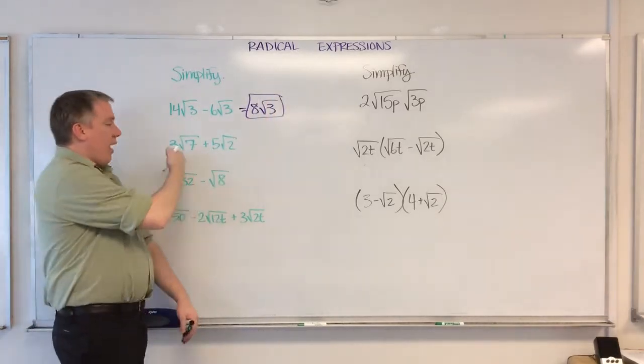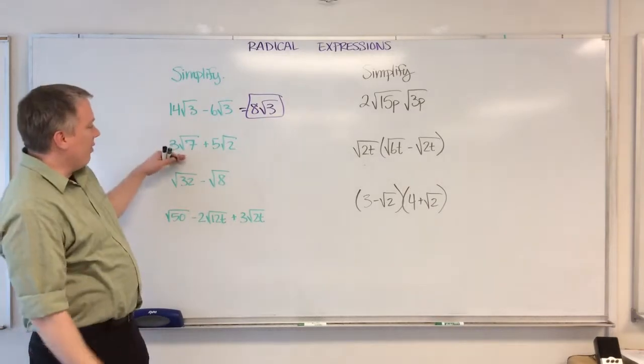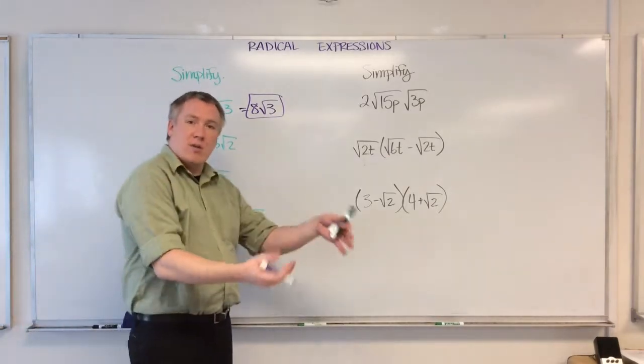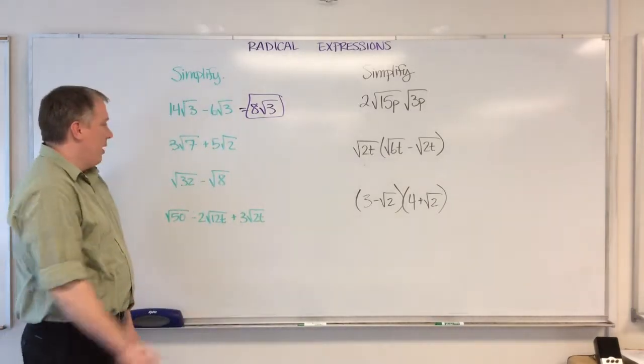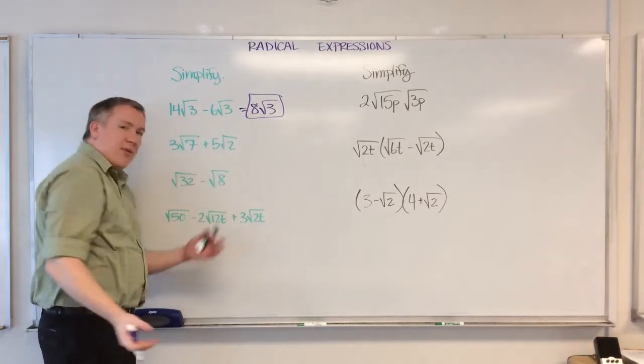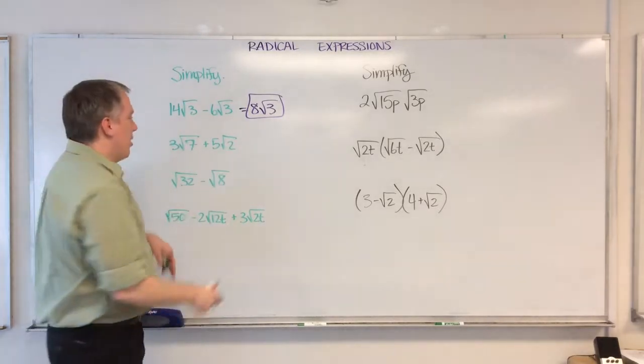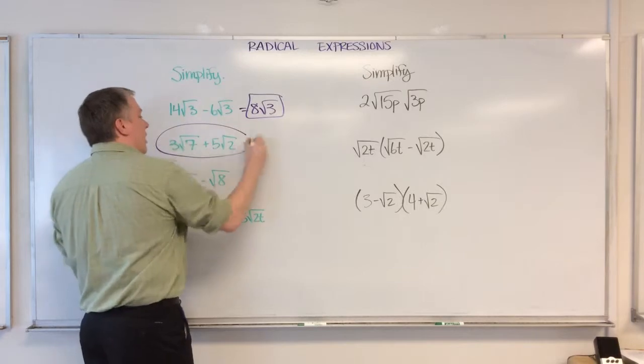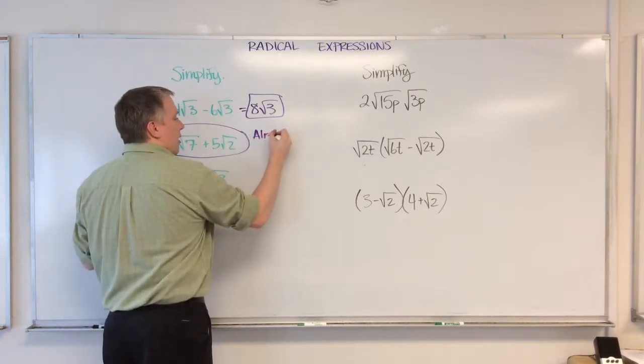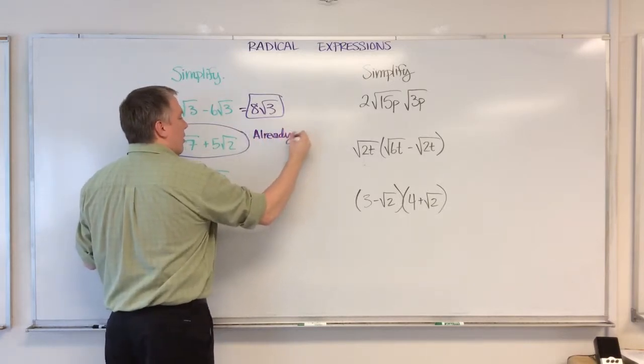This next one, I have 3 square roots of 7, 3 root 7. I'm going to add 5 root 2. Well, there's a problem. This is different than that. They're different terms. They're not like terms, and so this is already simplified. There's nothing more you can do.